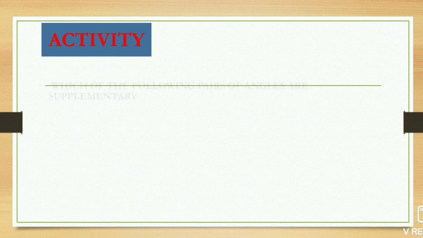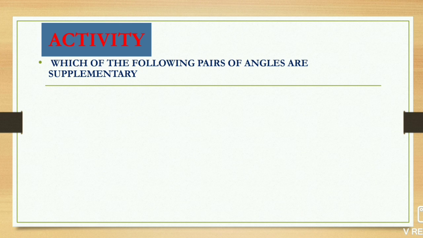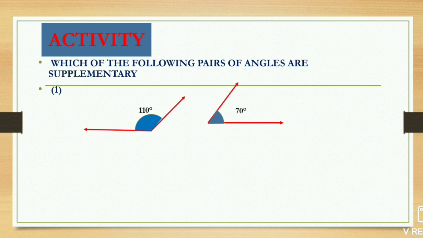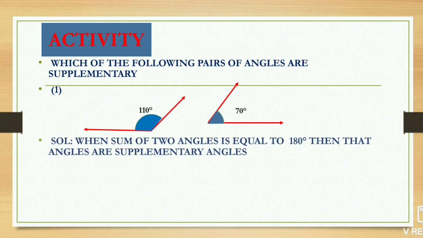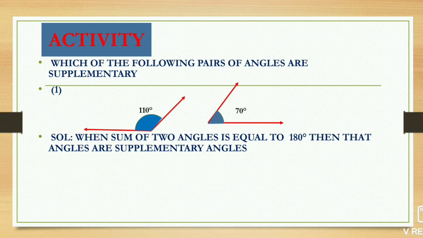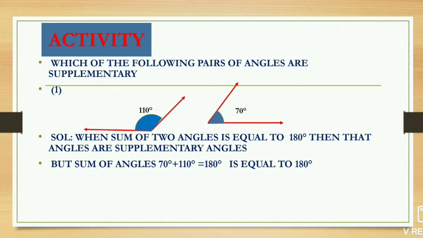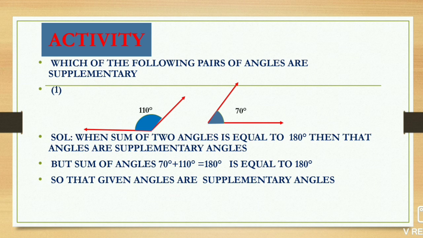Now, an activity just like a sum. Which of the following pairs of angles are supplementary? Yes, I am taking 120 degrees and 70 degrees. Okay. Solution. When the sum of two angles is equal to 180 degrees, then the angles are supplementary. Just simply add them. The sum of angles 70 plus 110 is equal to 180. So the given angles are supplementary angles. That means mainly you have to add the given angles. If you get 180 degrees, then those are supplementary.